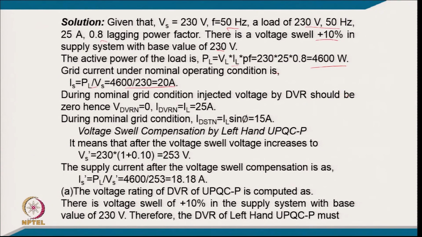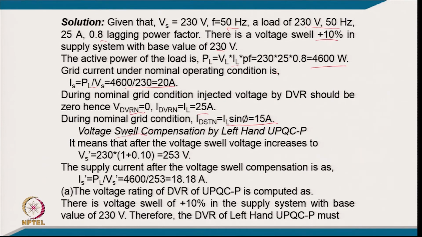and during normal grid condition the injected voltage by DVR should be equal to 0, and typically the DVR current is 25 ampere, and in normal grid condition the D-STATCOM current is the reactive current of the load, and the voltage is the same at 230. So, you have your D-STATCOM rating 230 into 15.